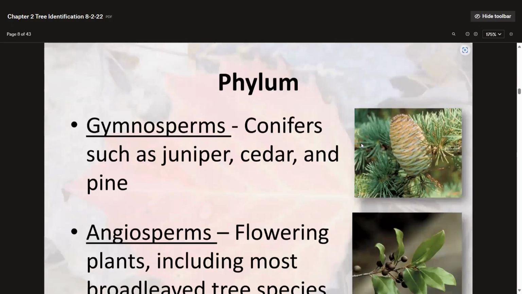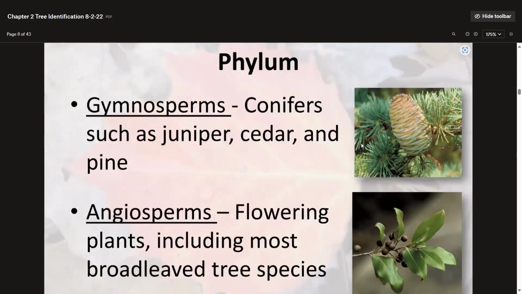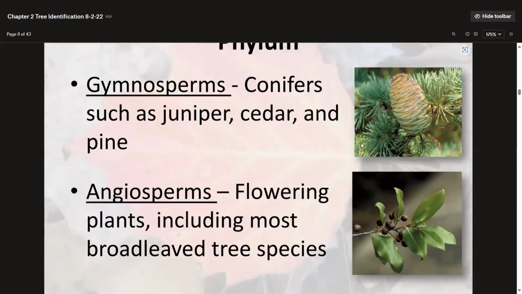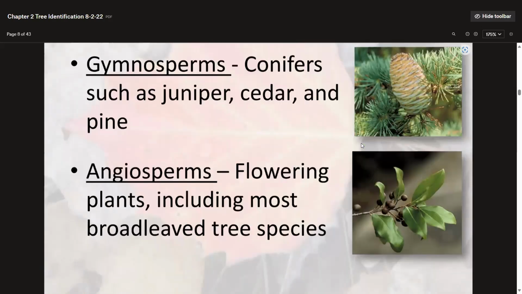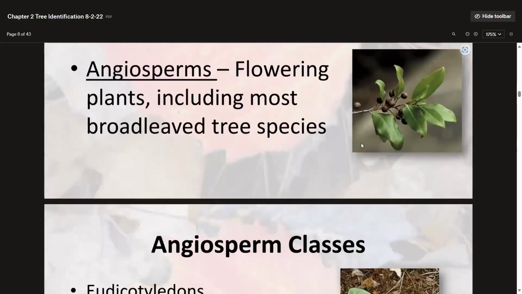Okay, for the phylum, you have gymnosperms, which, like we talked about, are conifers like juniper, cedar, and pine. The angiosperms are basically flowering plants, including most broadleaf evergreen species, or broadleaf tree species. Sorry, not evergreen. It can be, but yeah. So an angiosperm is a flowering plant, all right? And the other ones, the gymnosperms, have conifers and cones, right?